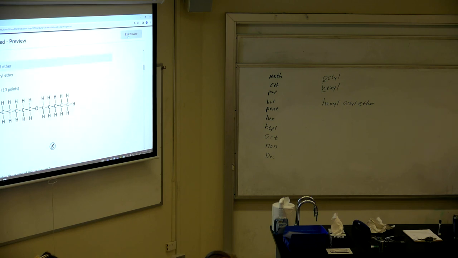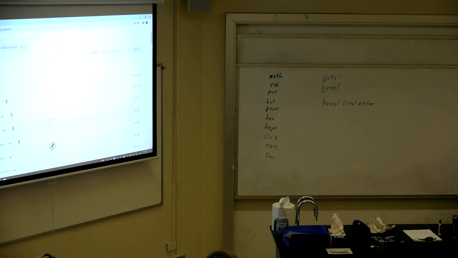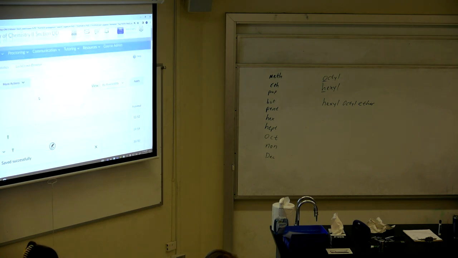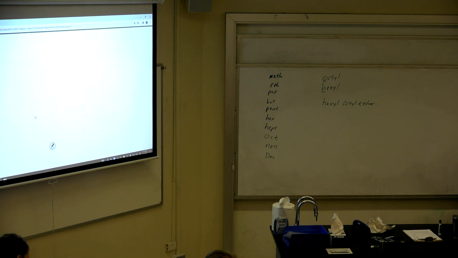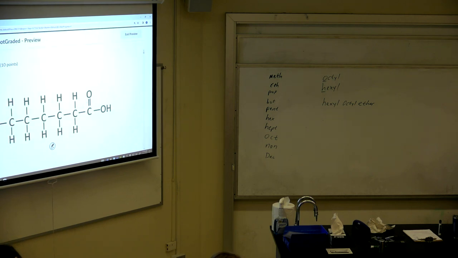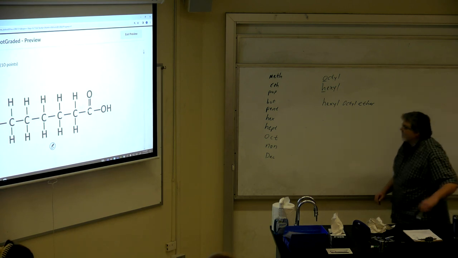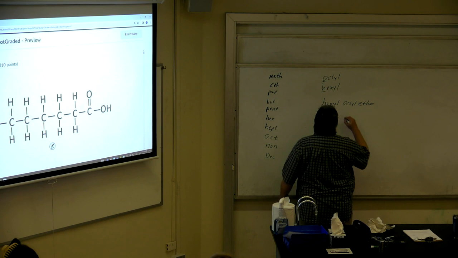So ethers are very simple. Carboxylic acids. So these always have this structure on the end of the chain. That's what makes it a carboxylic acid. 1, 2, 3, 4, 5, 6 carbons. So think hex.